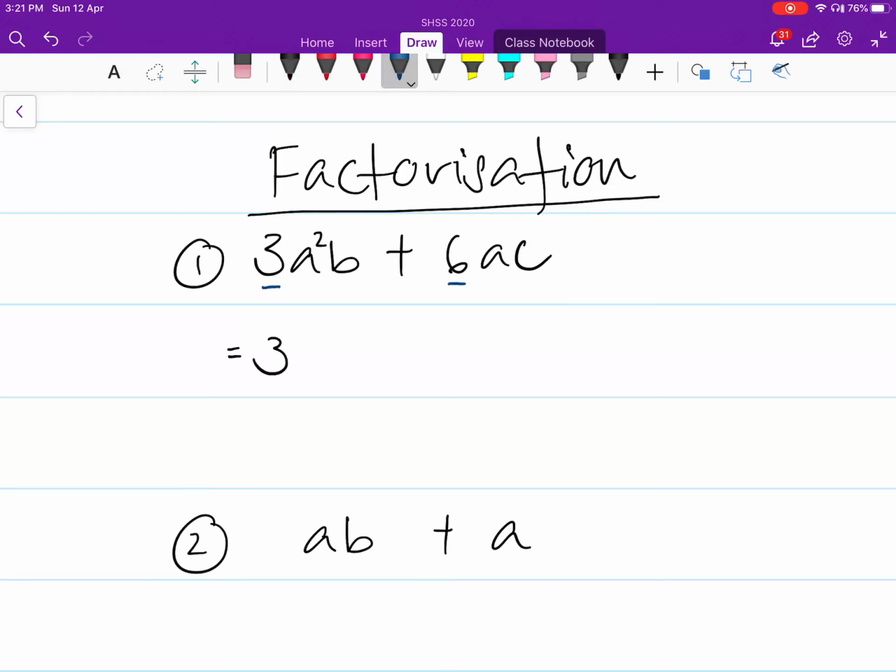Now let's take a look at the next one. A squared, a. We can take out a common factor of a. Now if you take a look at this one, b, c, no common factor, so there's nothing we can do about it. Now what are we left with after we take out 3a? After we take out 3a, for the first term, we are left with ab. For the second term, we are left with 2c. Alright, that's it for the first type of factorization, just pulling out common factors.